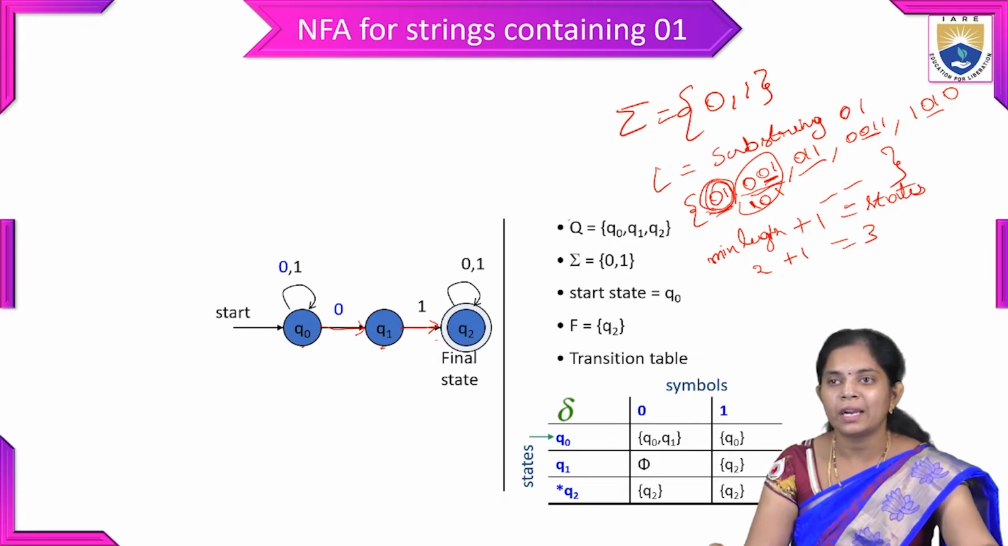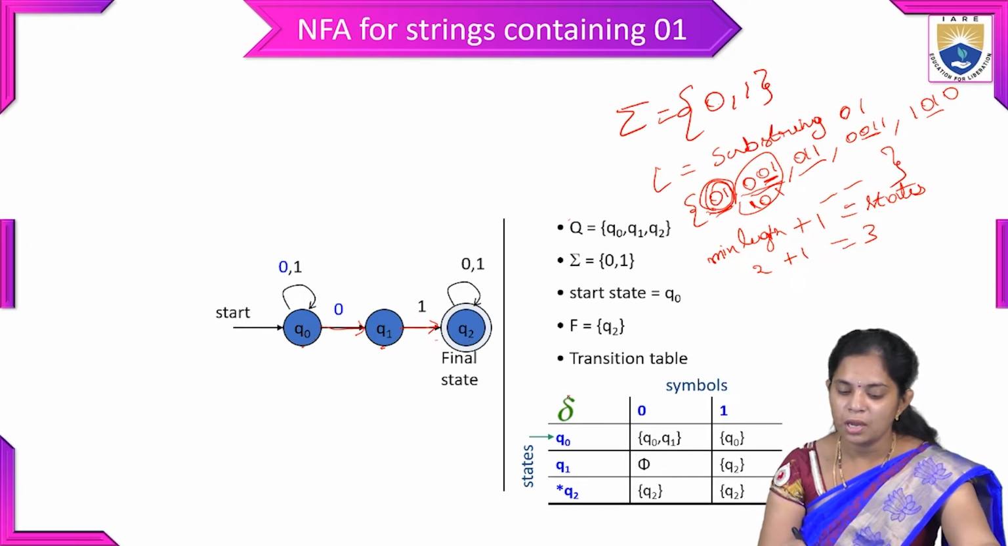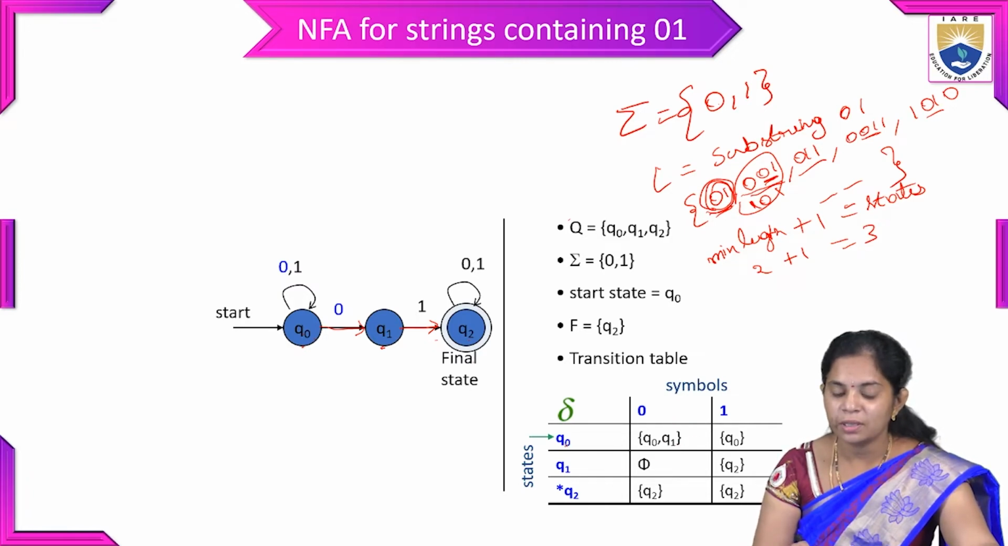Next, the transition table. How to construct a transition table? Here is the transition function, and we have to consider how many input symbols we have, multiplied by how many states are involved in the NFA. Here we have 3 states and 2 alphabet symbols. We start with Q naught, and an arrow mark represents the start state in the transition table. The final state should be represented with a star.